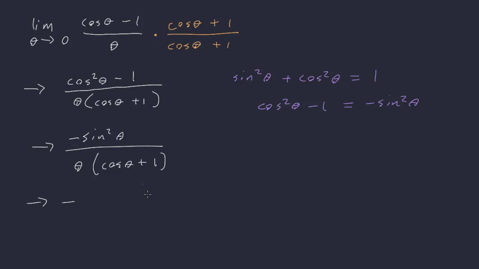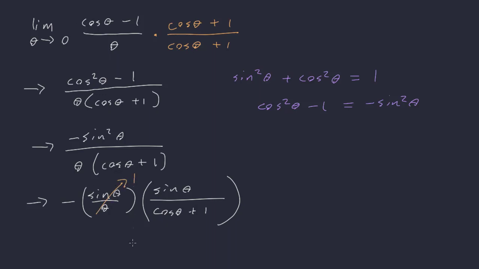Now I'm going to split some things up. I'm going to put the negative on the very outside. Then I have two sines here. I'm going to take one of my sines and put it over the theta, because I know that when theta goes to 0, this piece is going to go to 1. Then I'll take the other sine and just put it over this cosine theta plus 1. Now we should just be able to evaluate our limit, because the limit of sine of theta over theta as theta goes to 0 goes to 1, and this shouldn't cause any problems.